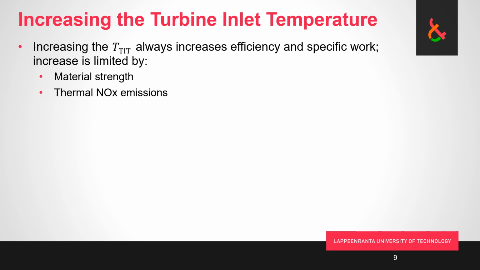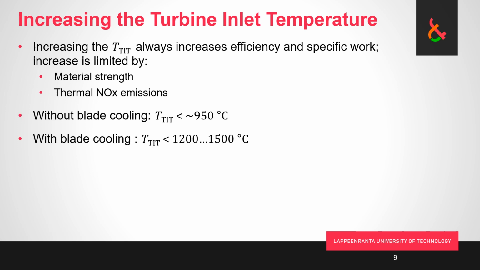And the other one is obvious, material strength. You can get metals only so hot until you start to have a fairly rapid decrease in the yield strength. So what are the limits? Typically, without blade cooling, we are limited by material strength to below 950 degrees Celsius. With blade cooling, we can get very much higher, several hundred degrees Celsius.